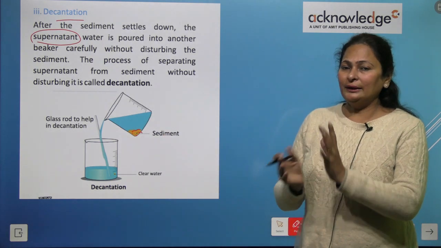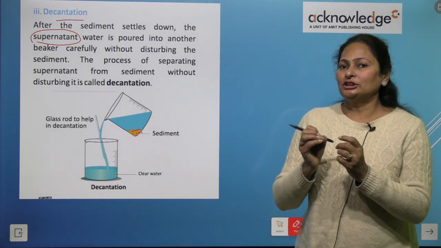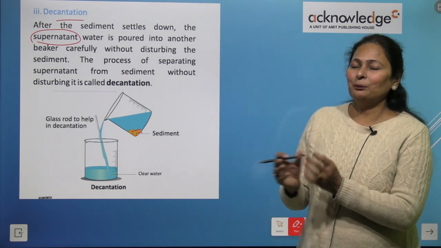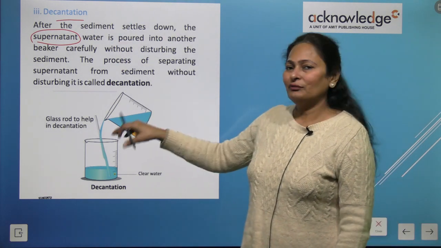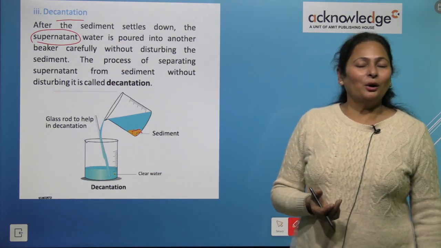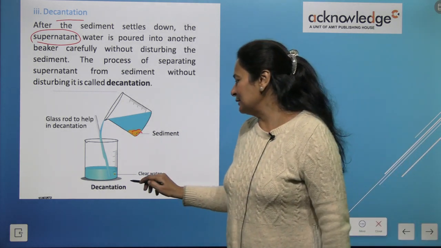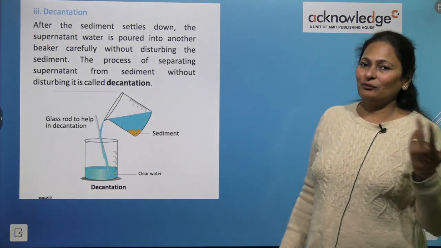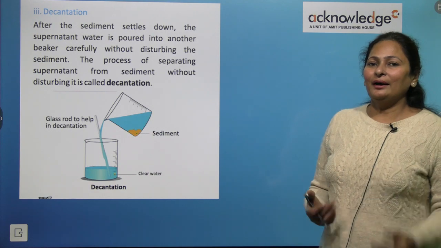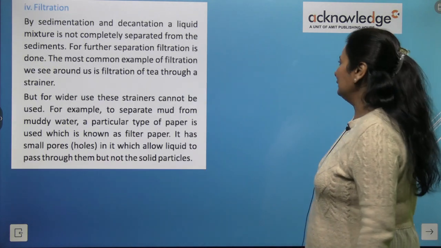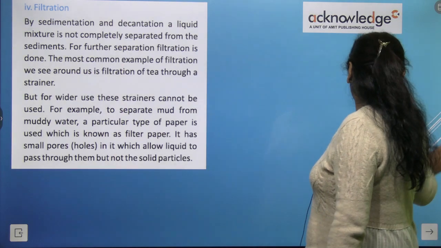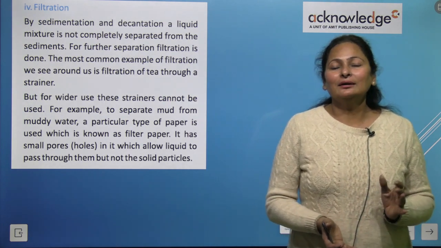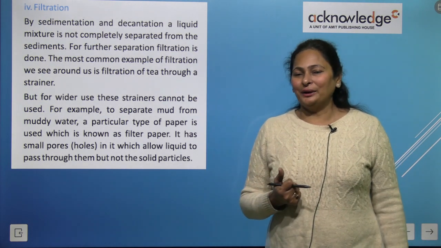We are not disturbing or not shaking it. Now we are not disturbing the sediments and carefully we are pouring the supernatant into another beaker or another container. So this process is called decantation, right? We have learned what? We learned the sedimentation, loading and decantation. Now filtration is again a method of separating the solids from liquids, right?